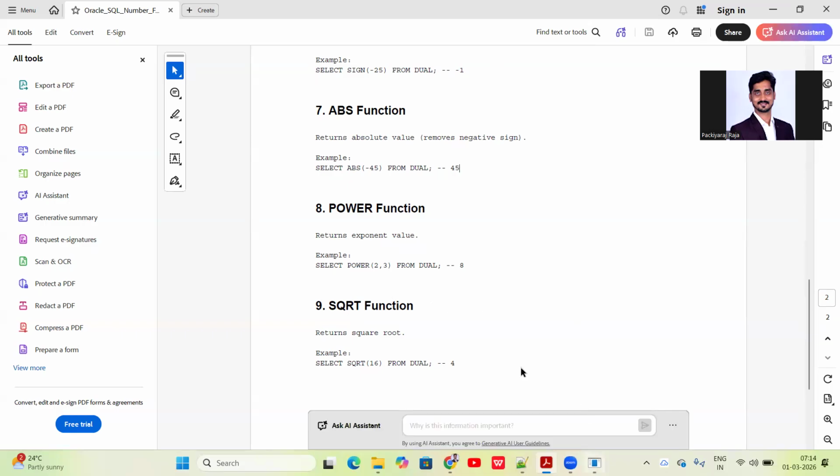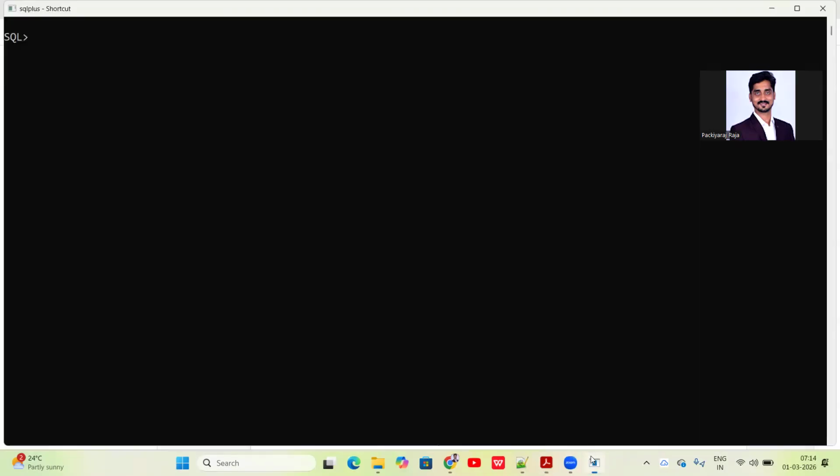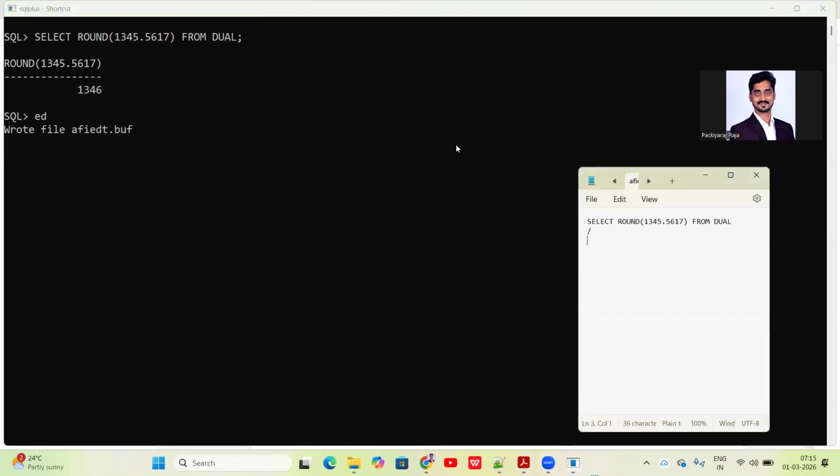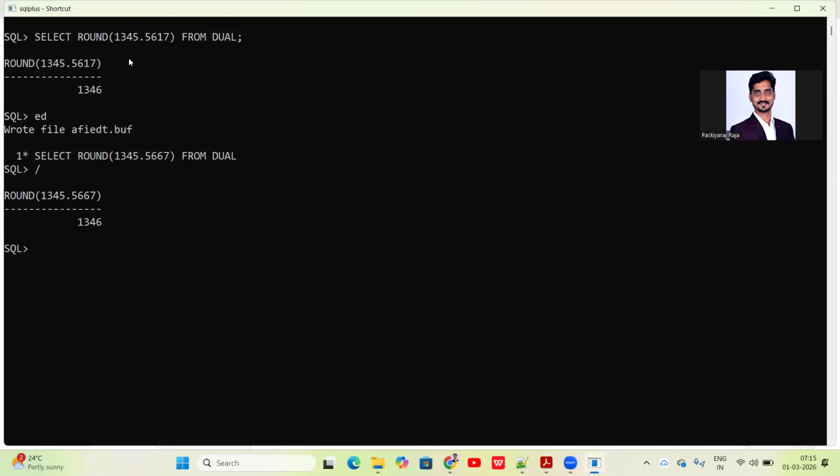Okay, let's go to the practical session. Let's go with the first one. Now it's going to 146 because we did the round. For example, if you see here, instead of 1, if we give 6, 7, then it will go to the next number. See, it is going to the next number.